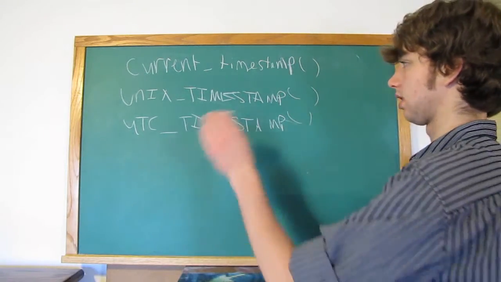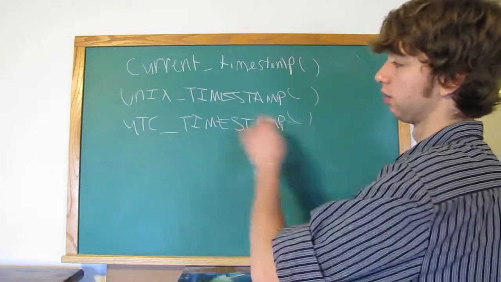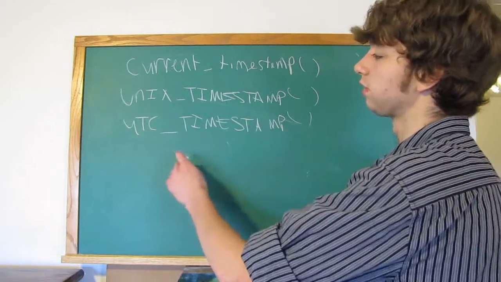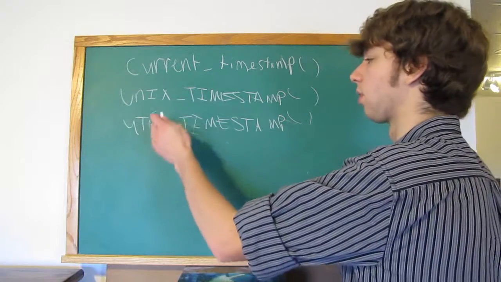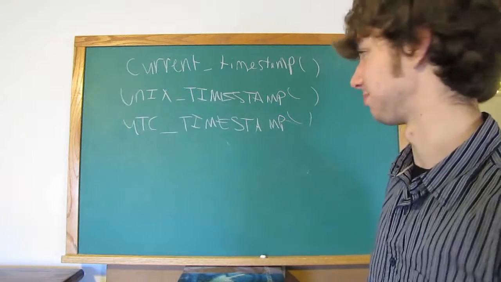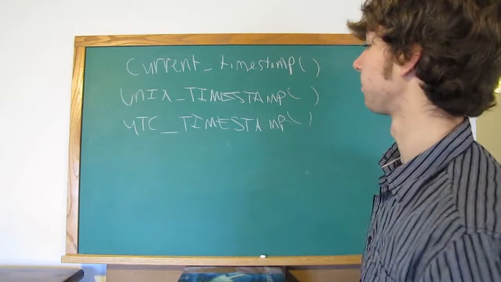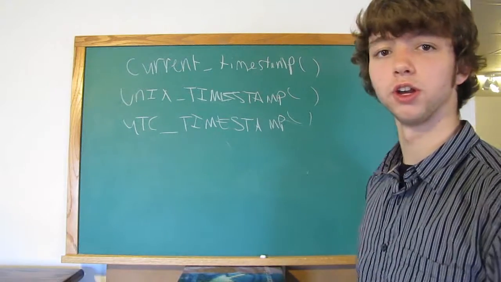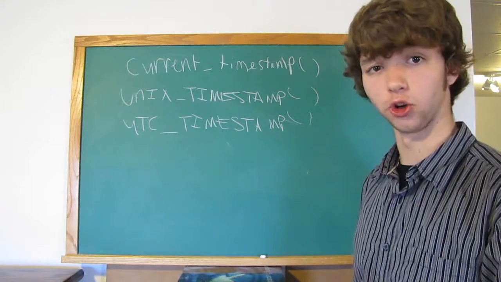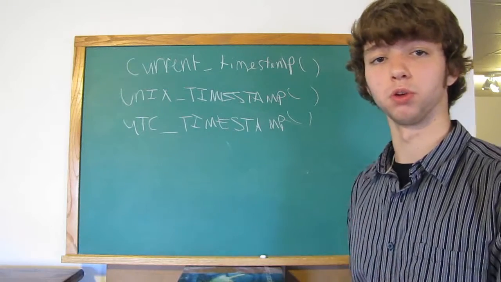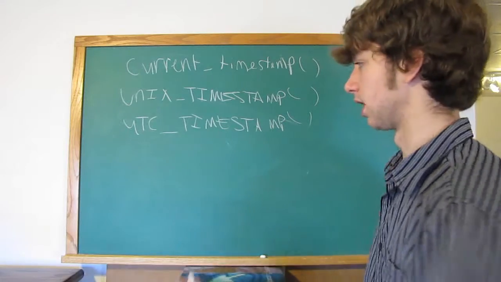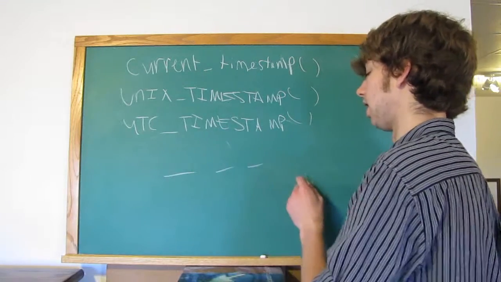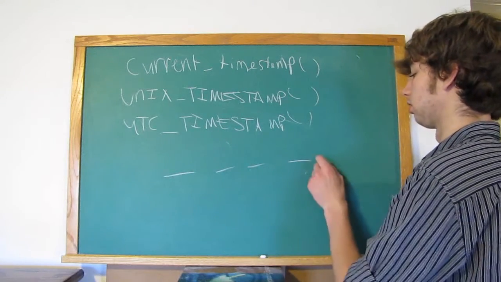And then the Unix timestamp, I'll go over that next. This one, the Universal Coordinated Time timestamp. That's confusing. Or just UTC timestamp. This will take your current date and time, just like now gave you, and it will convert it into the UTC format, which still looks the same: year, month, day, hour, minute, second.